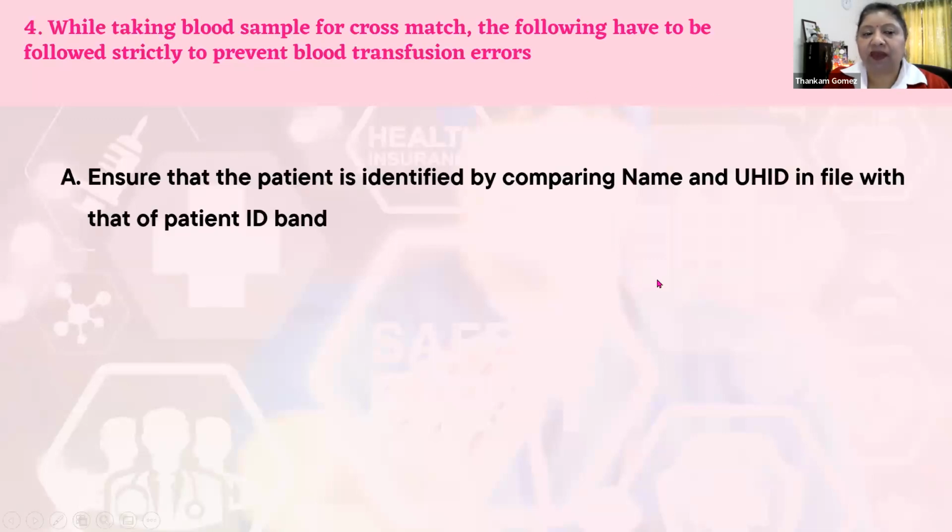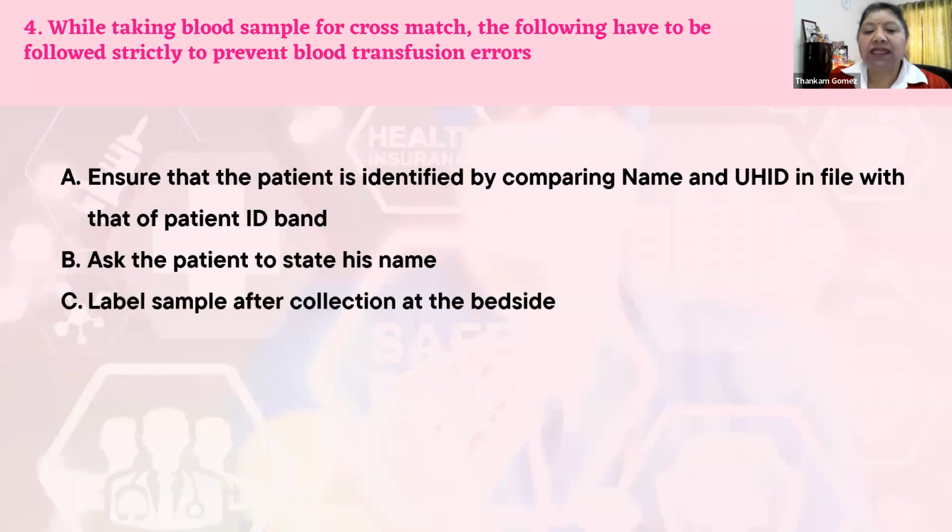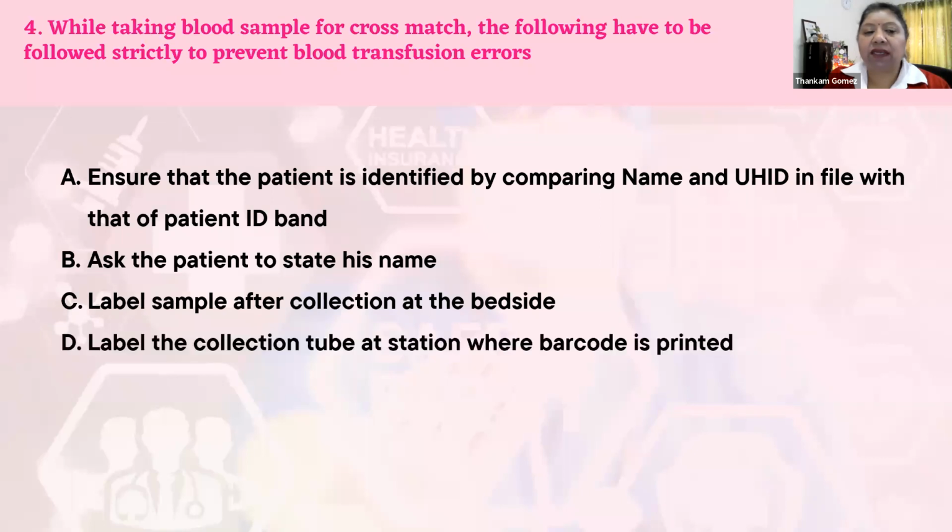While taking blood sample for cross match, the following have to be followed strictly to prevent blood transfusion errors. Ensure that the patient is identified by comparing name and UHID in file with that of patient ID band. Ask the patient to state his or her name. Label sample after collection at the bedside. Label the collection tube at the station where barcode is printed. All of the above.